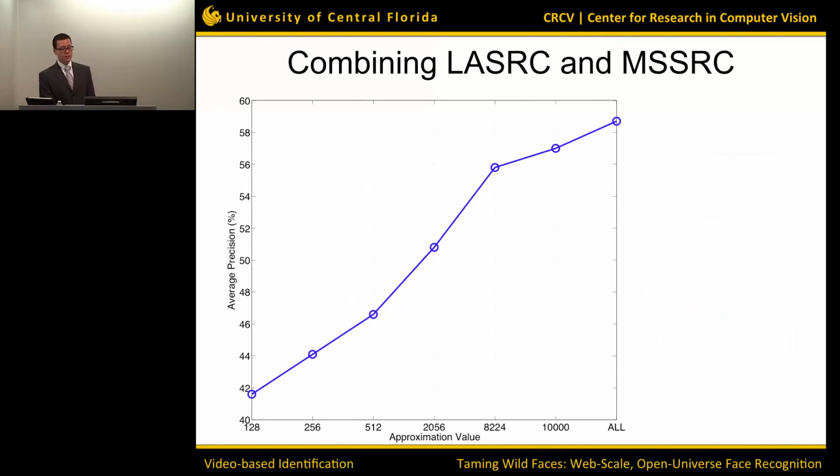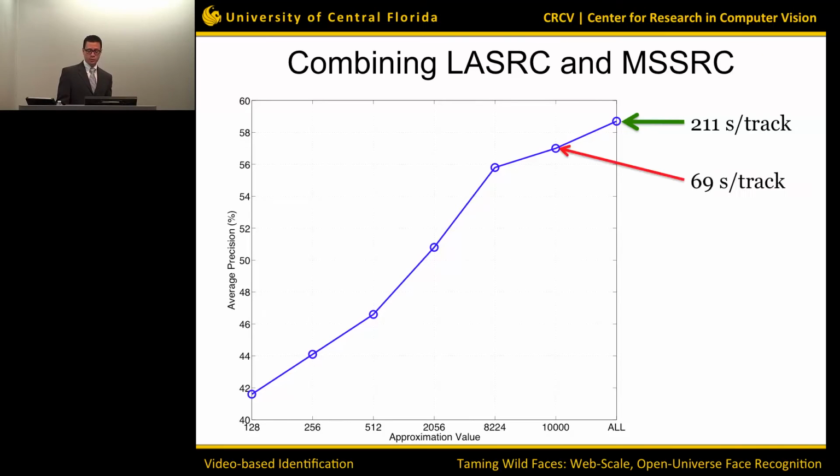Now the next question is, what happens if we were to combine LASRC from the still image optimization and MSSRC from the video? We can see that if we were to use all of the frames in our training dictionary, it would take about 211 seconds per track for the minimization. However, if we reduce it to a third of the data, we would only lose 2% in average precision, but we get a speed up to 69 seconds per track.